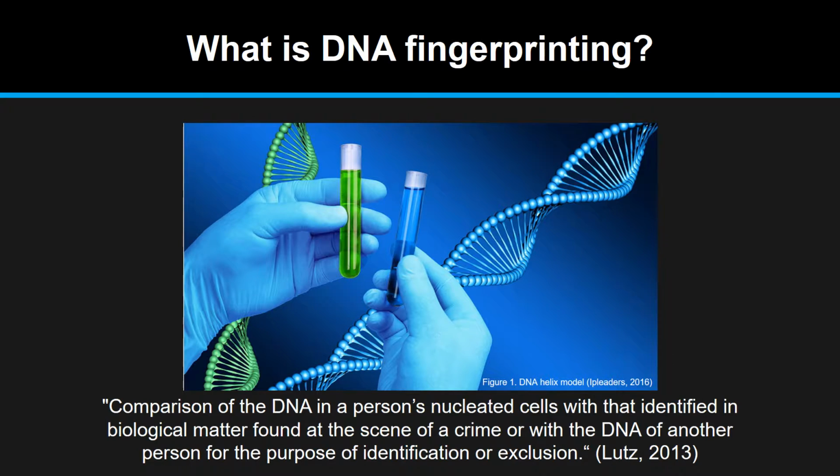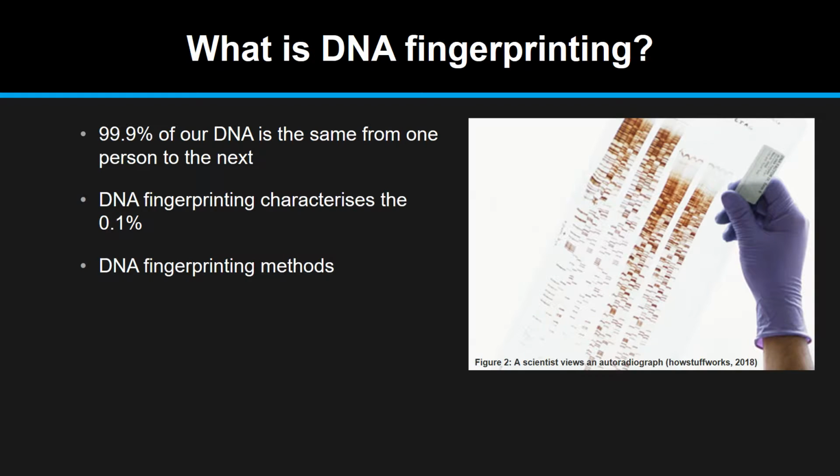So what is DNA fingerprinting? Well, Lutz describes it as a comparison of the DNA in a person's nucleated cells with that identified in biological matter found at the scene of a crime or with the DNA of another person for the purpose of identification or exclusion. So I'm briefly going to give a basic explanation of DNA fingerprinting, which Fern will later expand on, on the complexities of DNA fingerprinting.